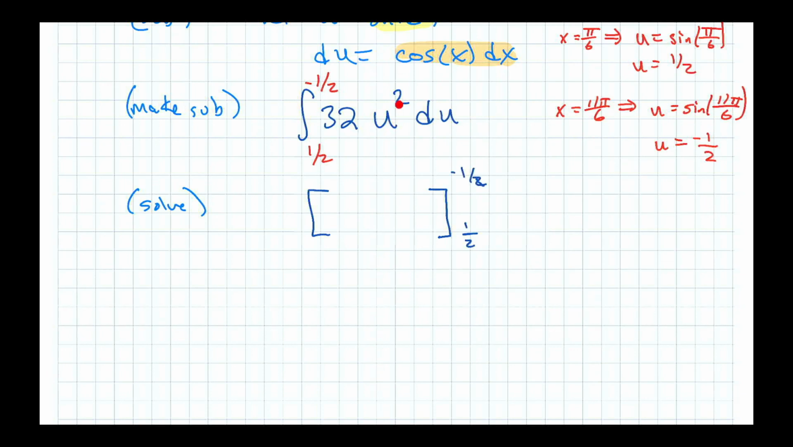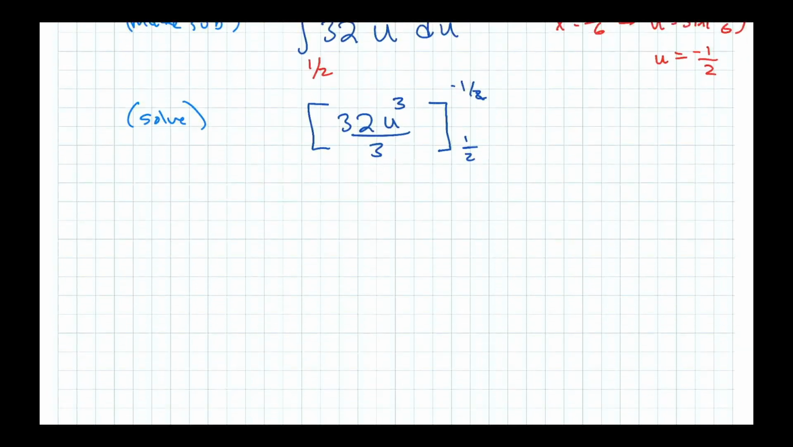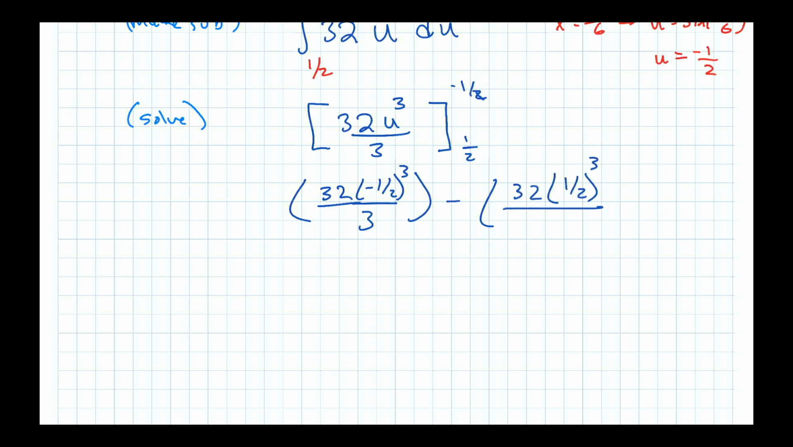So again, we're going to add 1 to the power. I've done this a couple of times. Add 1 to the power, you get a 3. Divide by the new power, which is a 3. And then we plug in our limits. And these limits are for you, so you can plug them in. You don't have to worry about the sign or anything anymore. So we have 32 times negative 1/2 to the 3 over 3 minus 32 times positive 1/2 to the 3 over 3.